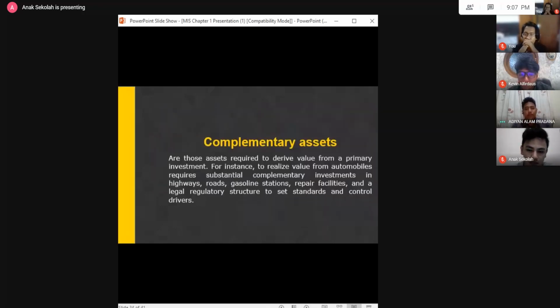Next, complementary assets. These are the assets required to derive value from a primary investment. For instance, to realize value from automobiles requires substantial complementary investment in highways, roads, gasoline stations, repair facilities, and a legal and regulatory structure to set standards and control drivers. With investment in complementary assets such as a new business model, new business processes, management behavior, organizational culture, or training, the investor will receive superior returns. Different from firms that fail to make this complementary investment, they will receive less or no return on their information technology investment. Okay, next.